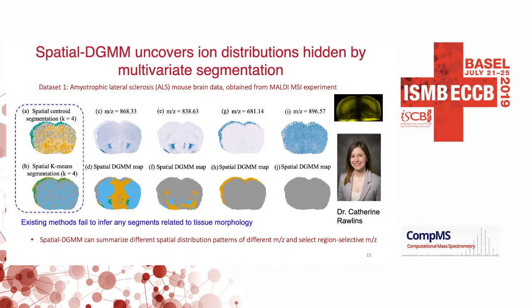However, we can see some m/z values have very structured spatial distributions, which are somehow related to tissue morphology. In this case, spatial DGMM can uncover these ions and can summarize different spatial distribution patterns of these different m/z values.